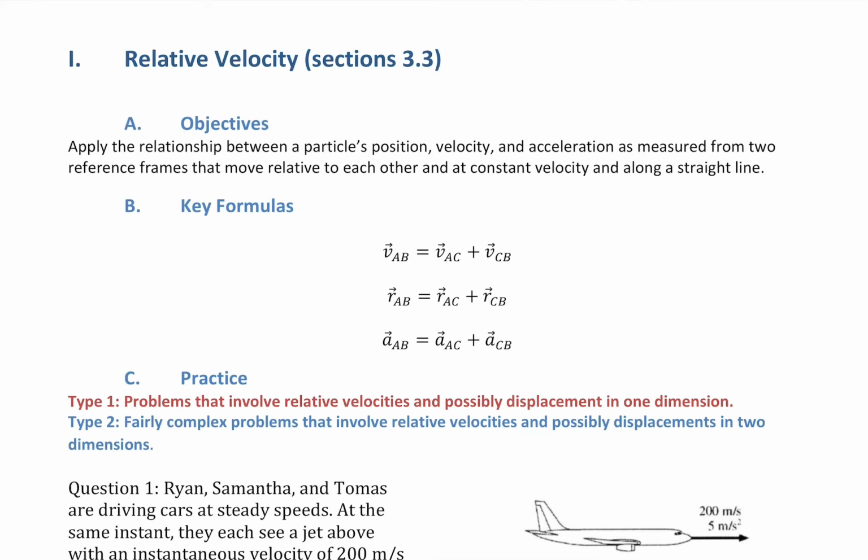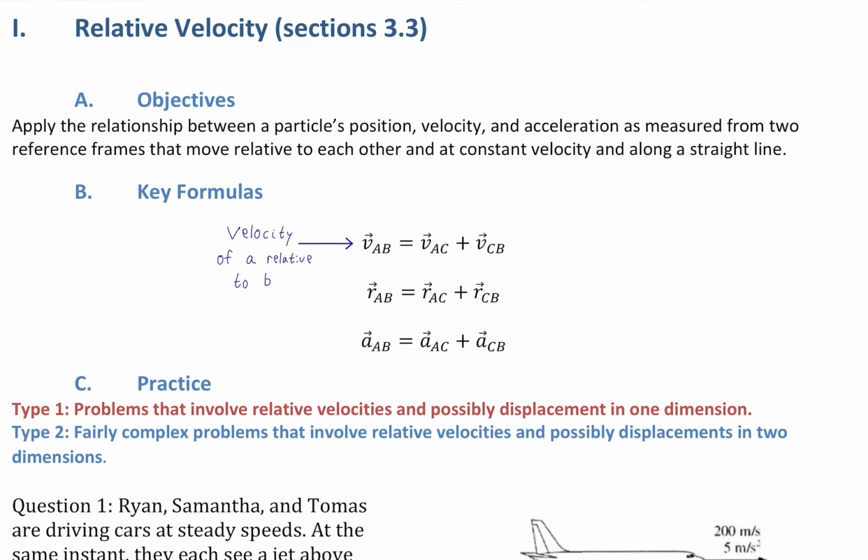Let's get to our key formulas. You can see there's three of them. They look quite similar. What's going on? They're all vector equations. For the first one we just need to think about how to read it. This is a velocity vector, the velocity of A relative to B. I'll give you a concrete example in just a moment. You would read the second term on the right-hand side as the velocity of A relative to C, and the last one is the velocity of C relative to B.